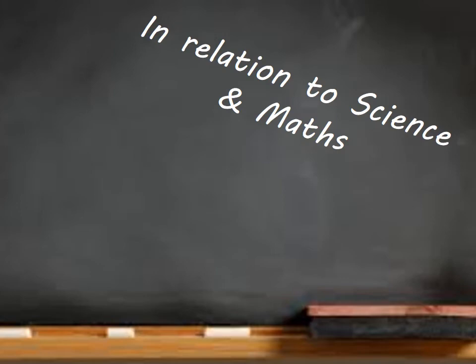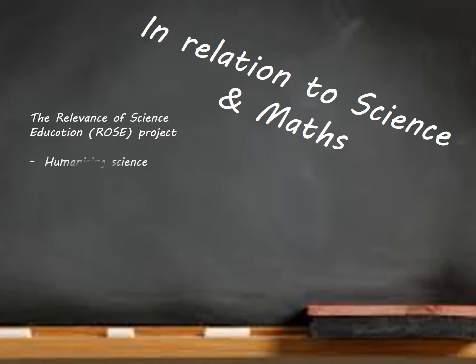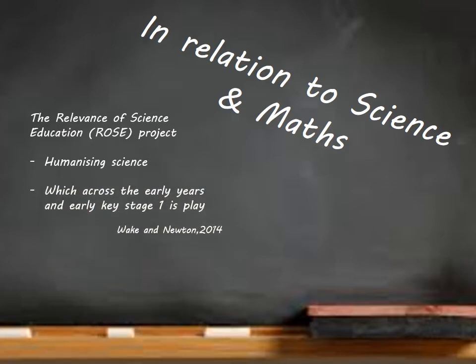Support from this comes from the Relevance of Science Education, or ROSE for short, project. This draws attention to the importance of humanising science and maths to raise the interest of learners. These subjects need to be localised and be in context recognisable to the learners. This has long been done through engagement, which has always been seen as important, but this is not enough. Learners need to have a chance to actively reflect on what they are learning.